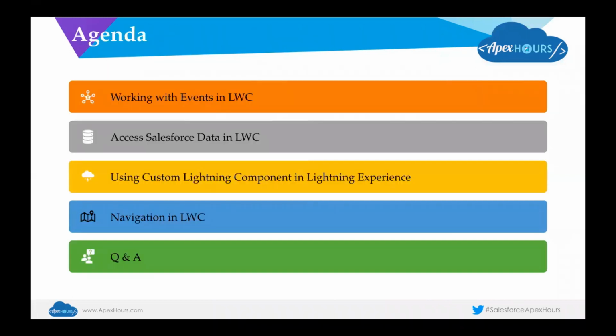So here is the agenda for today that we are going to cover. In our earlier session, we worked on how we can create a Lightning component, how to call an Apex class and all. So here we are going to see how we can communicate between two different components which are related to each other and which are not related to each other. Then we will see how we can access the data in LWC. In this point, we are going to cover Lightning Data Services. Then we will see how we can expose our Lightning Web Components to use in different places like Lightning App Builders, record page, home page, or Lightning Communities.